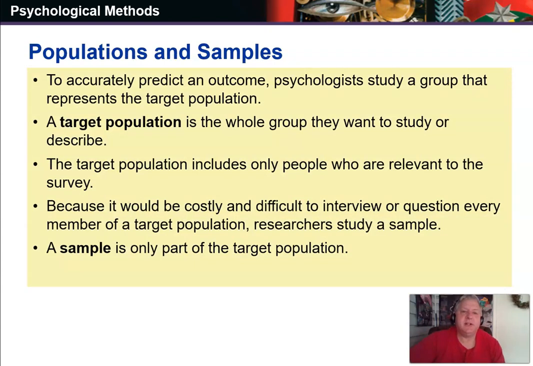To accurately predict an outcome, psychologists study a group that represents the target population. The target population is the whole group they want to study or describe. The target population includes only people who are relevant to the survey. Because it would be costly and difficult to interview or question every member of the target population, researchers study a sample. A sample is only part of the target population.